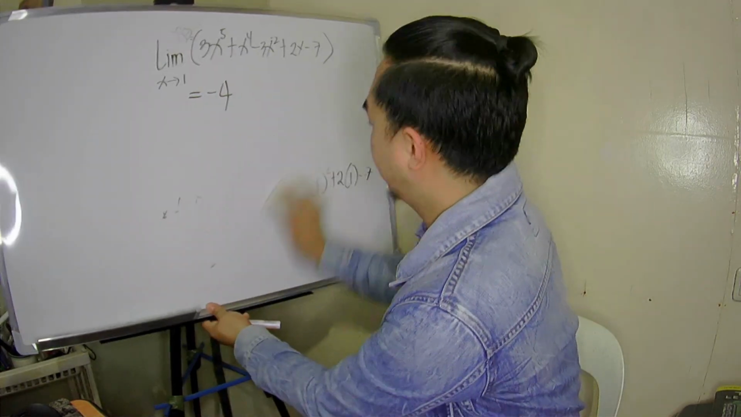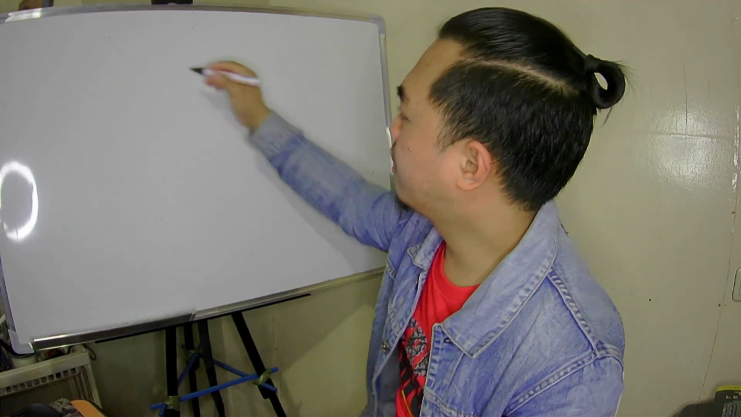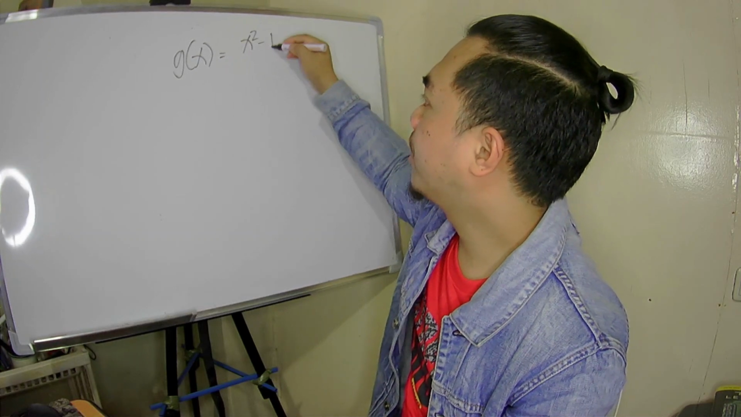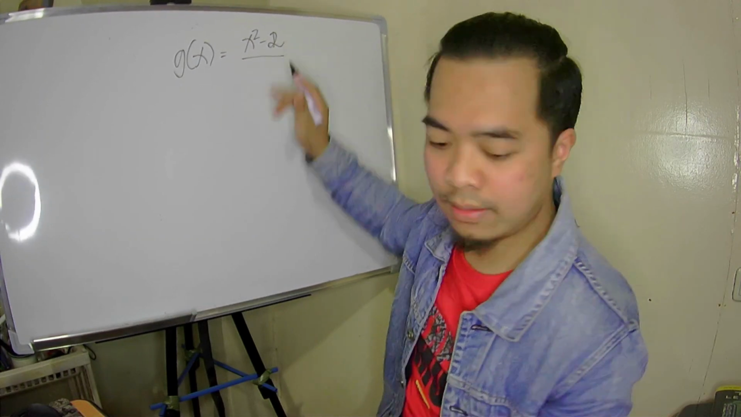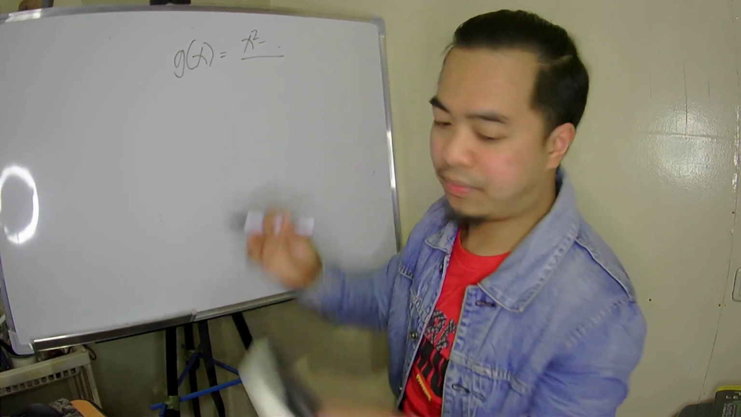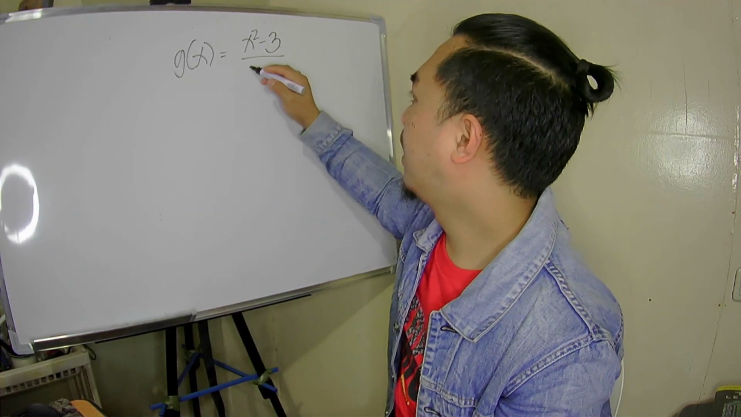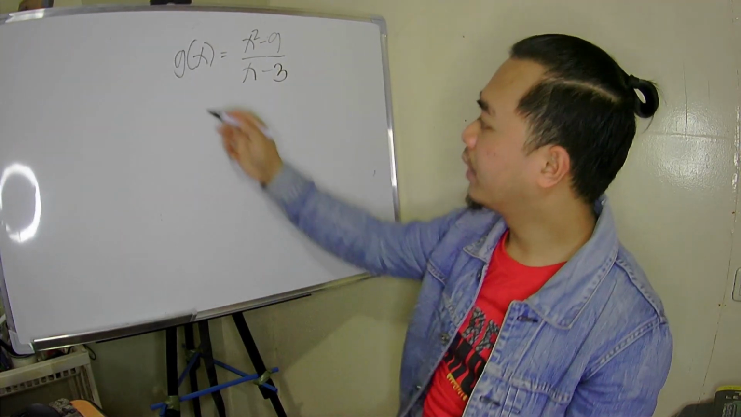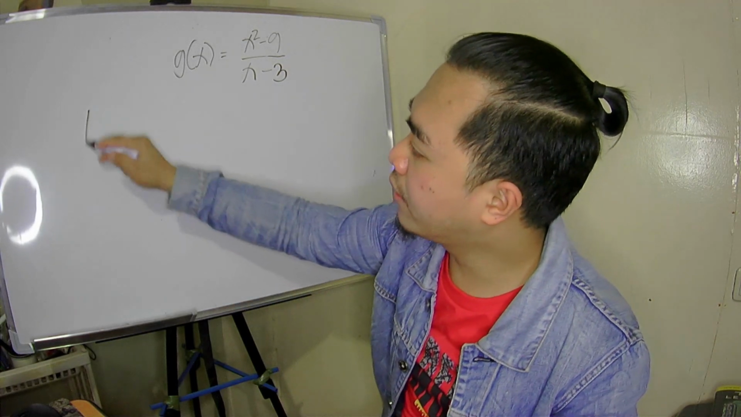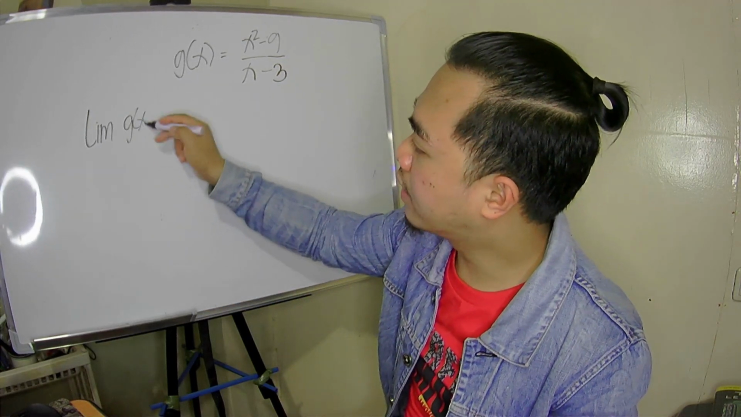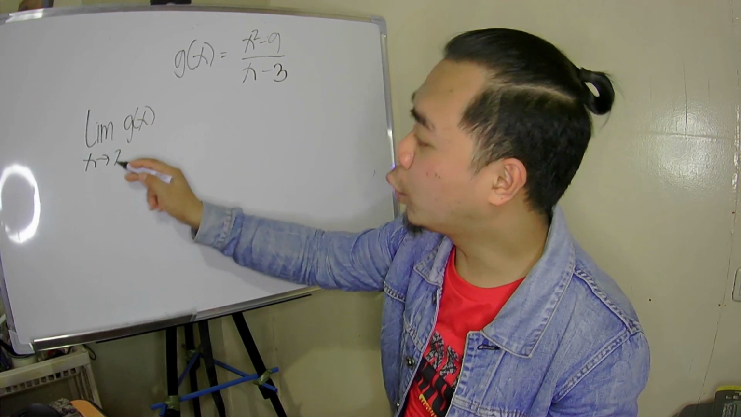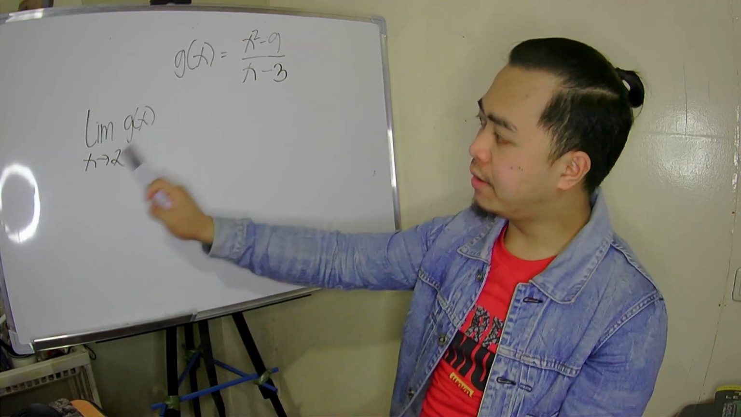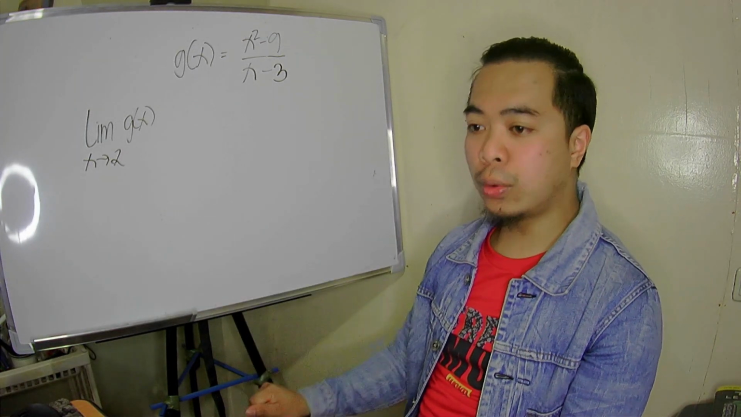Let me give you another one. Rational, ito yung problema natin sa rational. Suppose we have a function g of x equal to x squared minus 9 over x minus 3. This is the function, at ang gusto nating evaluate, the question here is the limit of g of x as x approaches 2, halimbawa. May problema ba tayo sa g of x as x approaches 2?